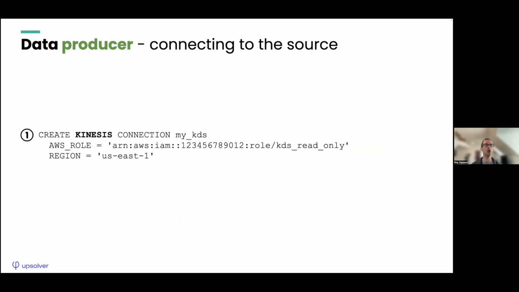So the first thing a data producer would want to do is create a connection to their source. And in Absolver, a connection is really a container for permissions, right? So in this case, we just define a connection with my KDS as the name, and we say this is in region US East 1, and we give a specific role that has the permissions to access that stream and read from it, et cetera, et cetera.